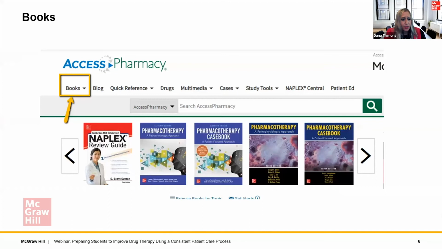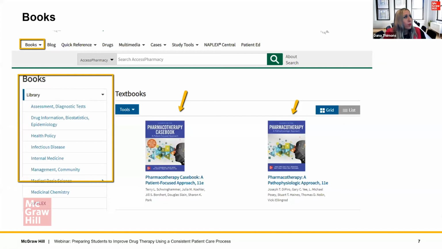You can also get to the books on the site by clicking on books, and that will take you into the books library. And then once you're in the books library, you can see the books that we have talked about today, that the authors have talked about, are available here at the top of the books library. And then on the left side of the page, the books are filtered by category. So if you were looking for texts on, say, drug information, you could click there to filter to all textbooks related to that particular topic.